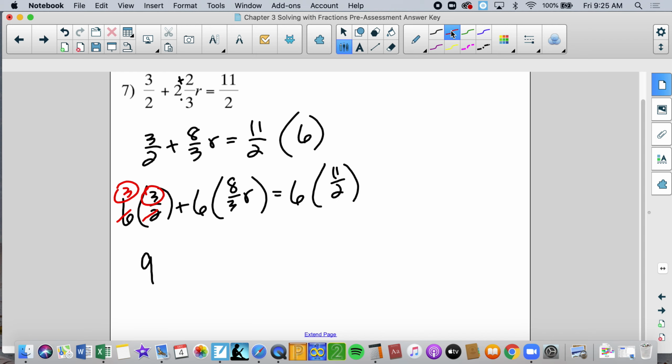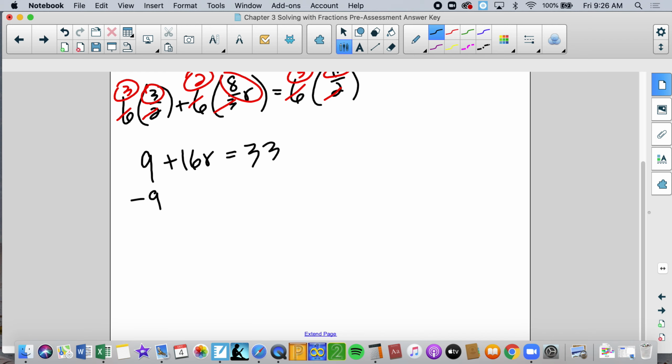The 2 cancels with the 6 to make 3 times 3, which is 9. We have the 3 canceling with the 6, which is 2 times 8r, which is 16r, equals. We have the 2 in the denominator canceling with the 6 in the numerator to make 3 times 11, which is 33. We're going to subtract 9. We get 16r equals 24. And then we divide by 16, divide by 16.